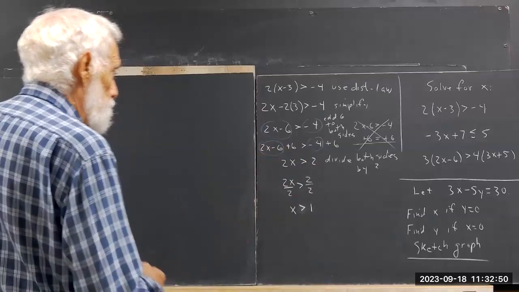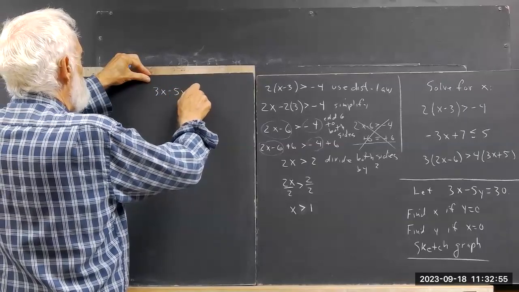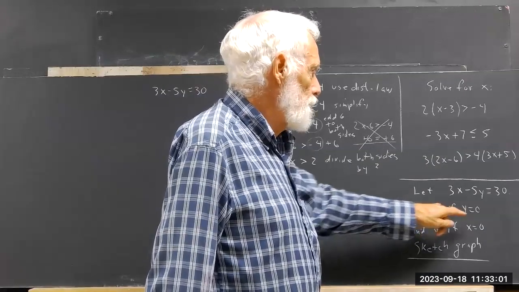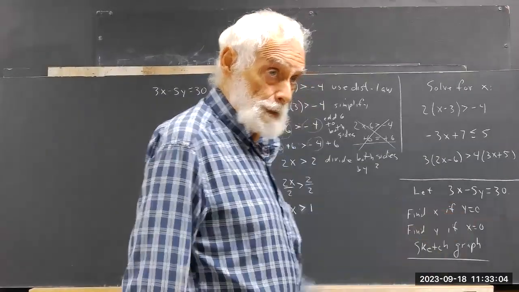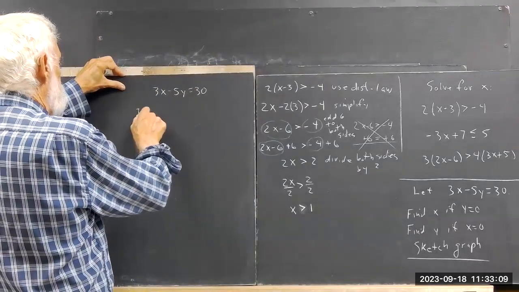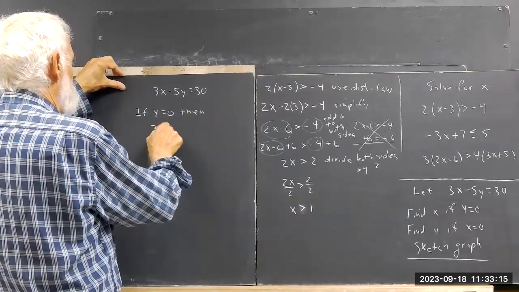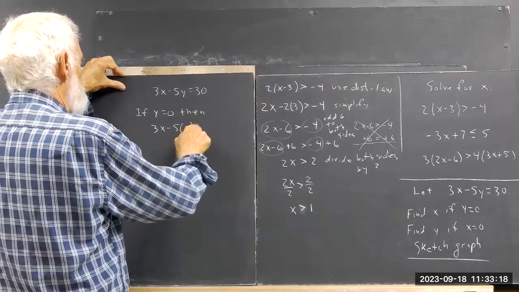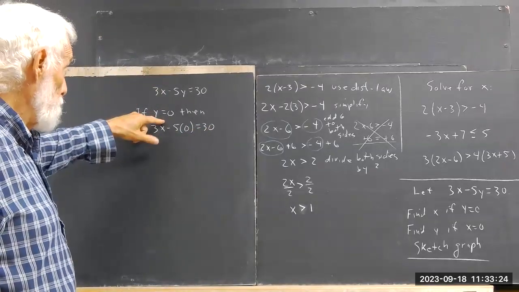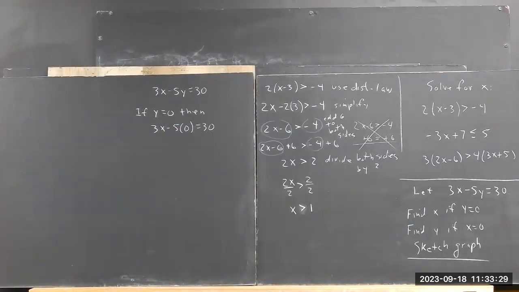You have 3x minus 5y equals 30. Let's find x if y equals 0. Well, 3x minus 5 times 0 equals 30. If y is 0, make y 0. Okay. Now, can you tell me what x is?